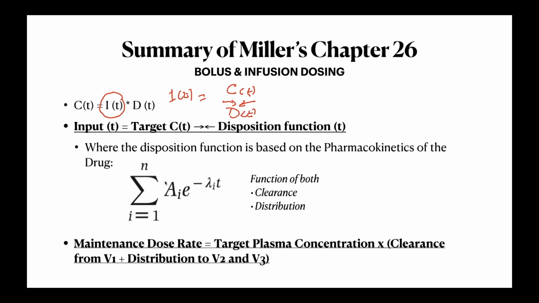The disposition of the drug is described by this formula here, which is a function of both the clearance, so K10, as well as the distribution to the different compartments: K12, K21, and then K31 and K13. So the maintenance dose rate equals your target plasma concentration multiplied by the clearance from V1 plus the distribution to V2 and V3.